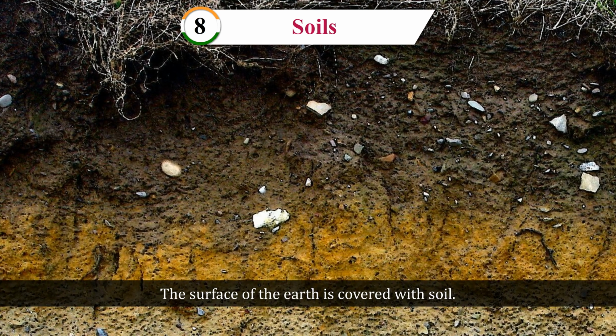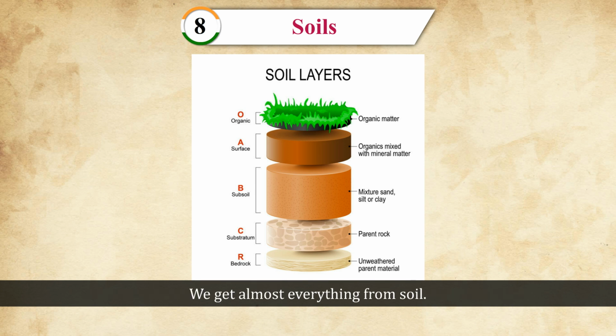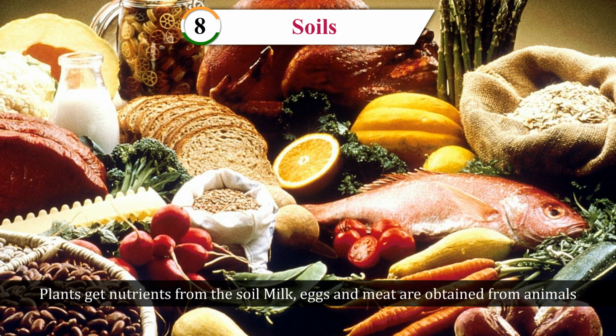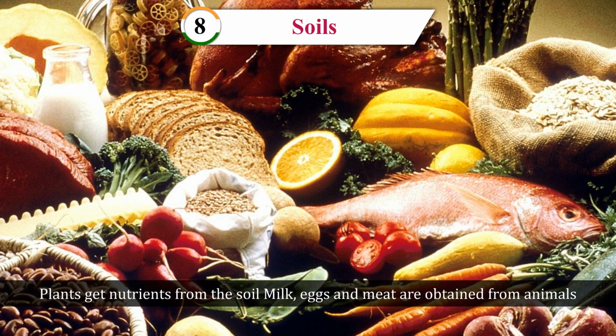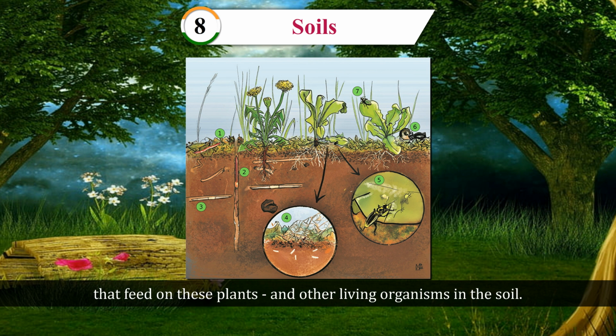The surface of the earth is covered with soil. At some places it has a thin layer, while at others it is a thick layer. We get almost everything from soil. Every living being depends on soil for its survival. Plants get nutrients from the soil. Milk, eggs and meat are obtained from animals that feed on these plants and other living organisms in the soil.